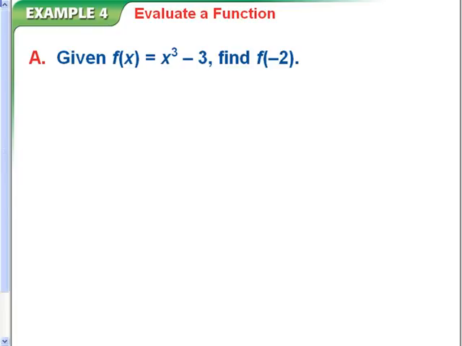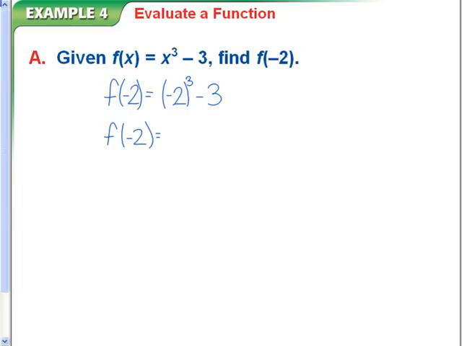What that means is we're going to replace all of our x's with negative 2. So f of negative 2 will be negative 2 cubed minus 3. And always when we are substituting, it is a good idea to put the number that we substitute in parentheses. Okay, now we have to evaluate this function. F of negative 2 is negative 2 times negative 2 times negative 2. That's what negative 2 to the third means.